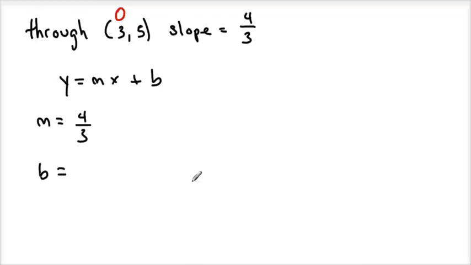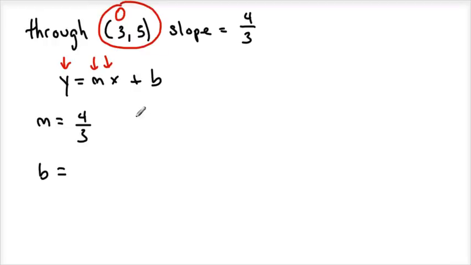There's two ways to solve for b. One, we could just plug in for m, x, and y and solve for b, or we could use the point-slope formula. Let's do both. Our first step, we could take this coordinate and plug in.